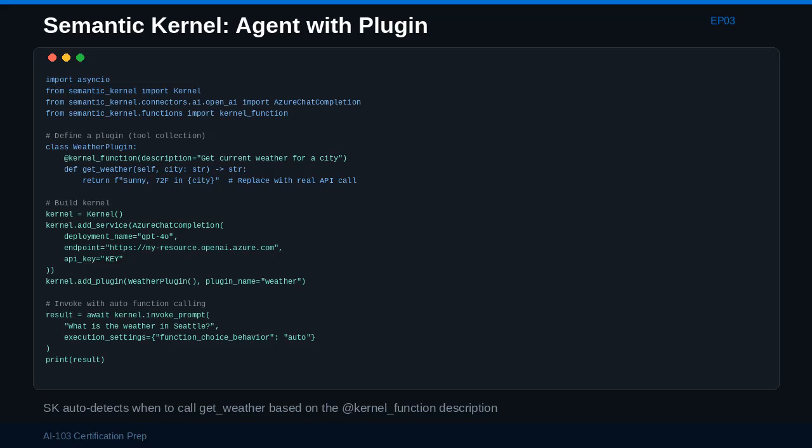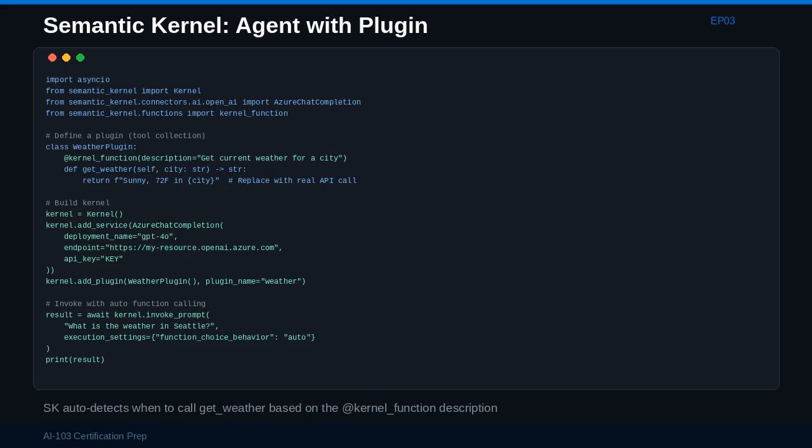Here is a Semantic Kernel example you might see in a code review question. We define a plugin class called Weather Plugin with a method decorated with @kernel_function. The description attribute is critical. The language model reads this description to decide when to call this function. We then build a kernel object and add our Azure OpenAI service to it. We add the plugin so the kernel knows what tools are available.